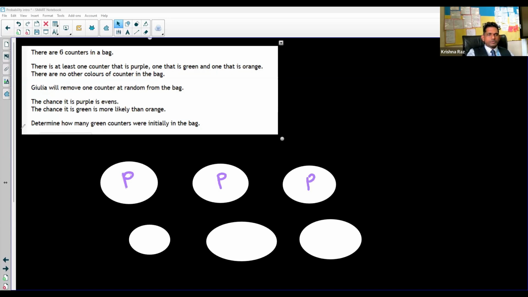There are more green than orange. The chance it is green is more likely than orange, so we know there must be more green than orange. Therefore, we must have 2 green, 1 orange. So determine how many green counters are in the bag. The answer would be 2. Next one.